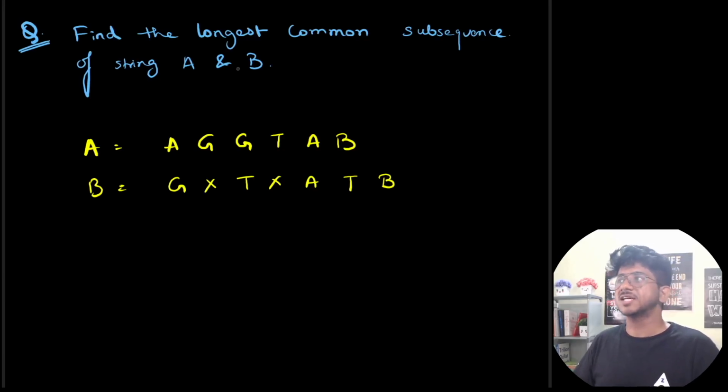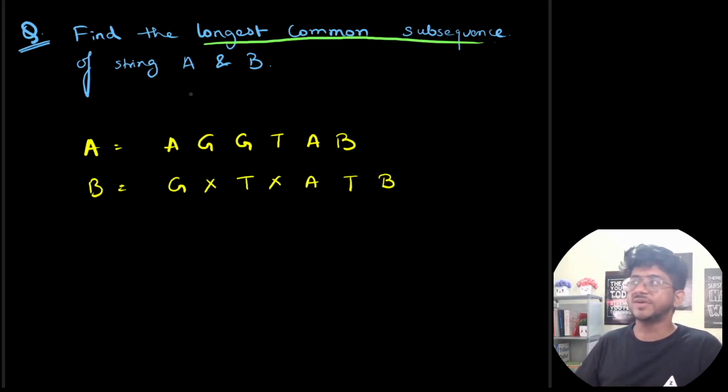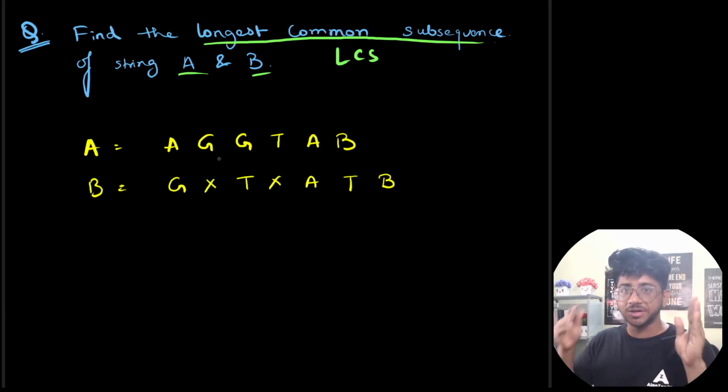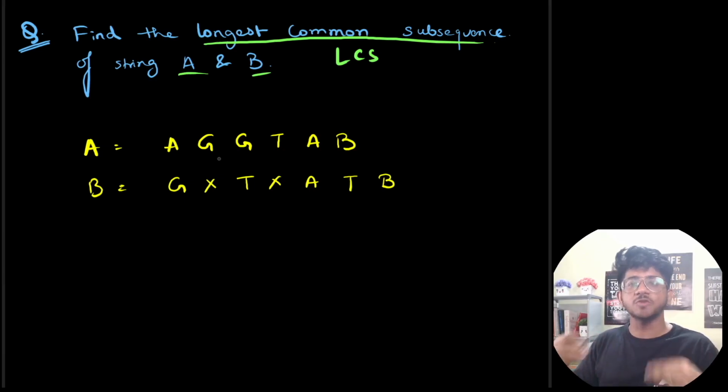So let's take a classical problem for this one, which is longest common subsequence. This is a very, very classical problem: given two strings A and B, you have to find the LCS, the longest common subsequence of these strings. So what is the longest common subsequence? A particular string which is a subsequence of both the strings and is longest in its length.